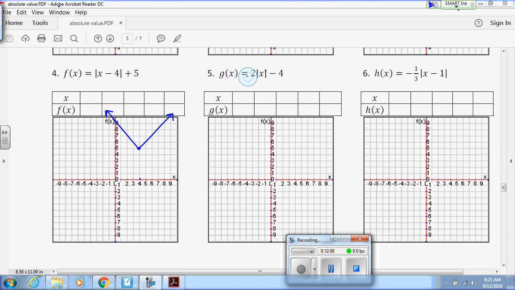Alright, what about this one? It's got that 2 right there. Right? So it's going to move down 4. See, I can't line this up because the numbers are on. It's going to be skinnier, right? Like that.